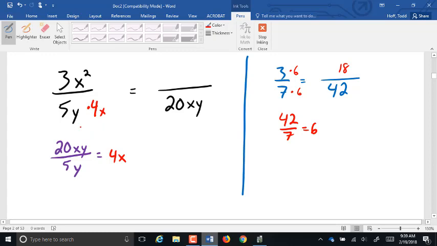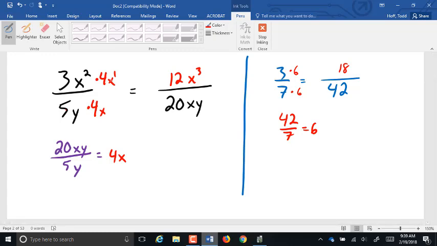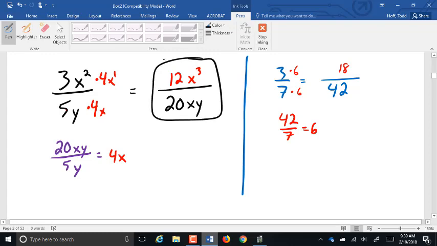I'm going to double check to make sure this works. 5 times 4 is 20. y times x is just yx, or xy if you put it alphabetically. So I'm going to multiply the numerator by 4x. 3 times 4 is 12. x squared times x is x to the third. Remember, think of that as x to the 1. When we're multiplying exponents with the same base, we add the powers. So we get 12x to the third over 20xy.